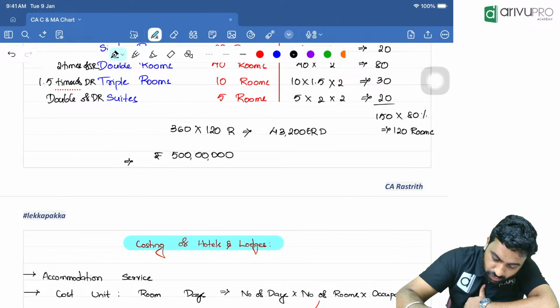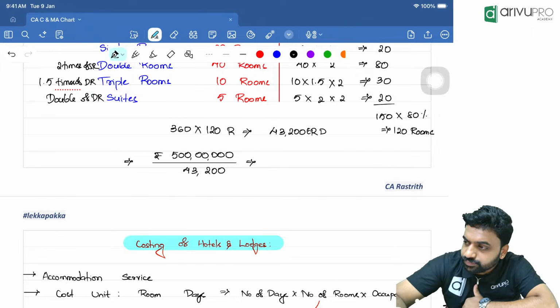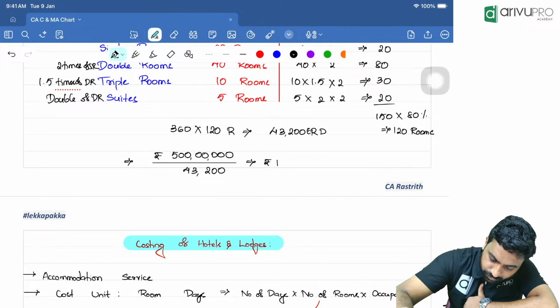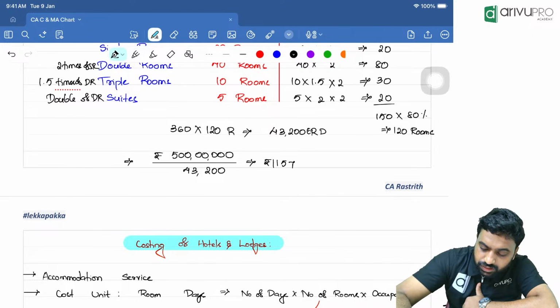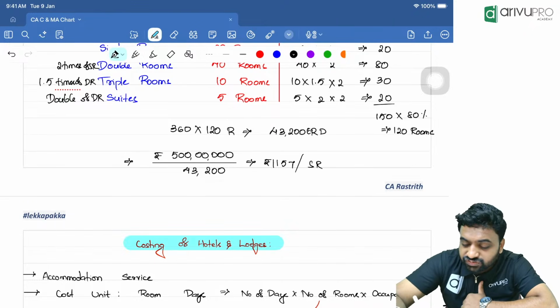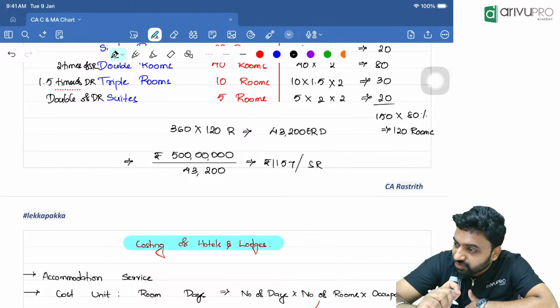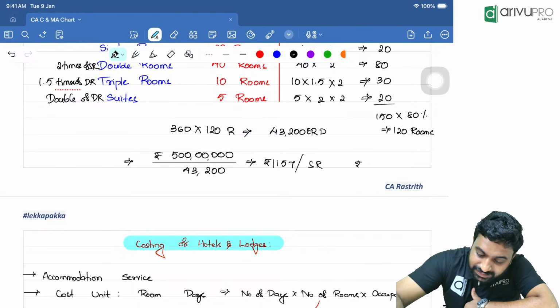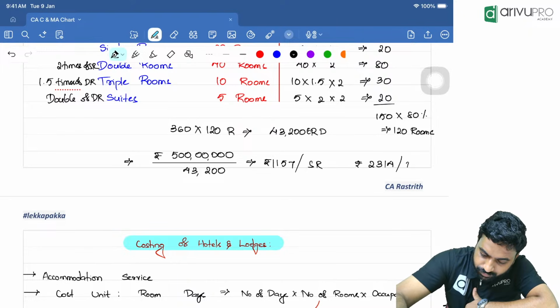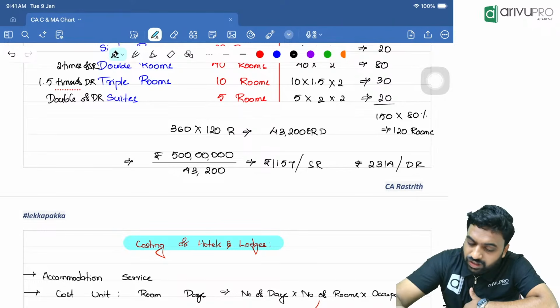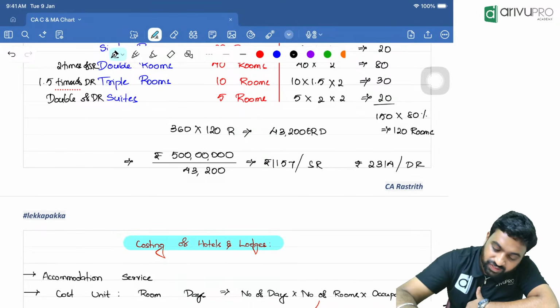Okay. So how much I should recover per room? 5 CR divided by 43,200. 1,157. That is for single room, because now in denominator I have equivalent single room. So equivalent what is there? Answer will be for that. For double room 2 times of this. Okay. For triple room it is 1.5 times of this.